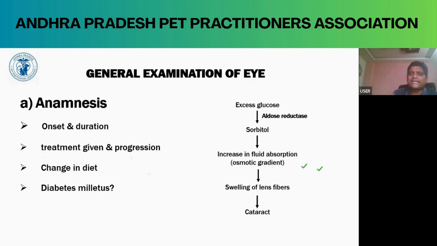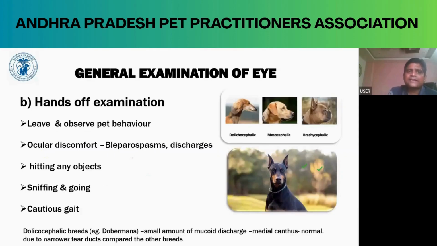So it will change the osmotic gradient in the fibers and will cause the swelling of the lens fibers, and we will get the cataract. So in this way, the history or the anamnesis will be useful in the general examination of the eye. So the next step is the hands-off examination.